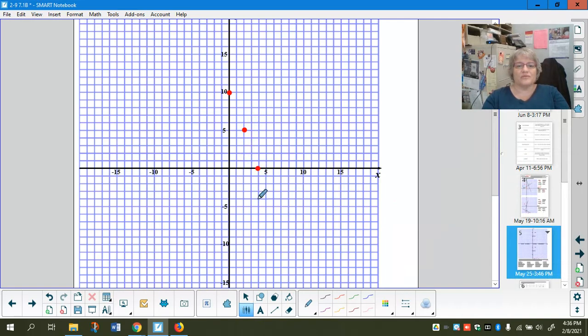Again, 1, 2, 3, 4, 5, to the right 1, 2, put a dot. And you will keep doing that until you run out of graph.